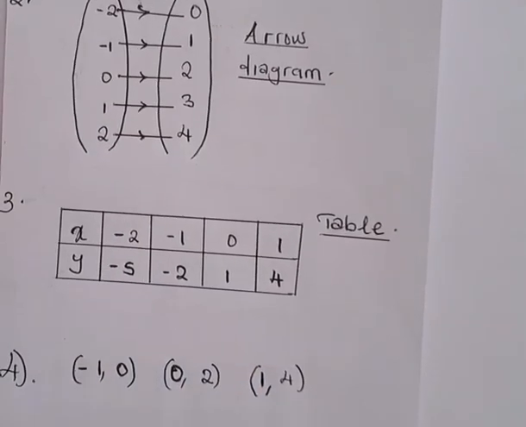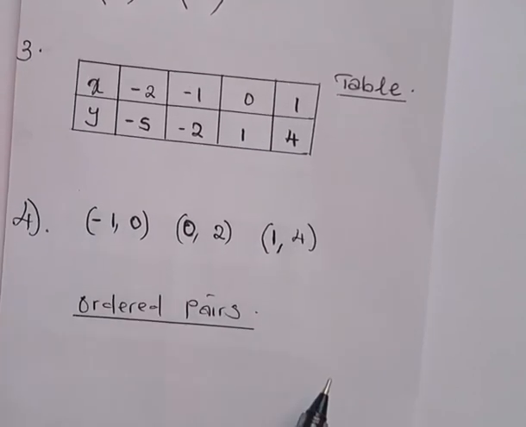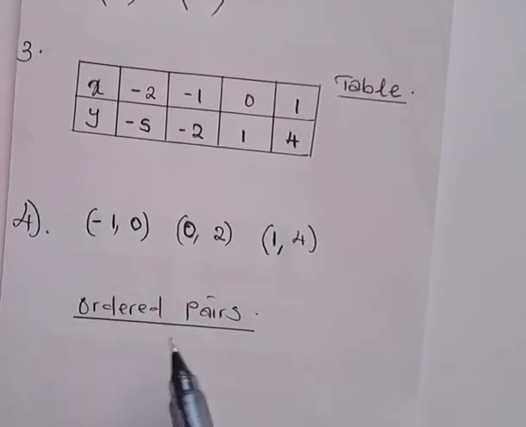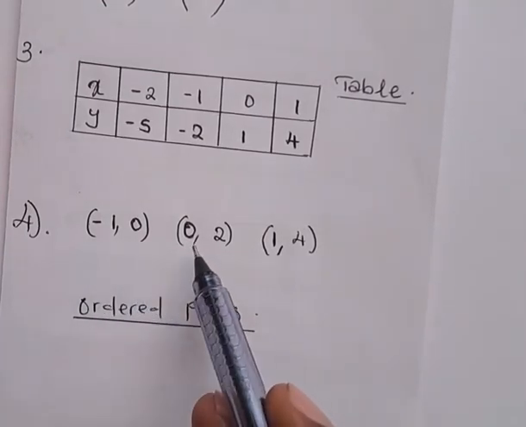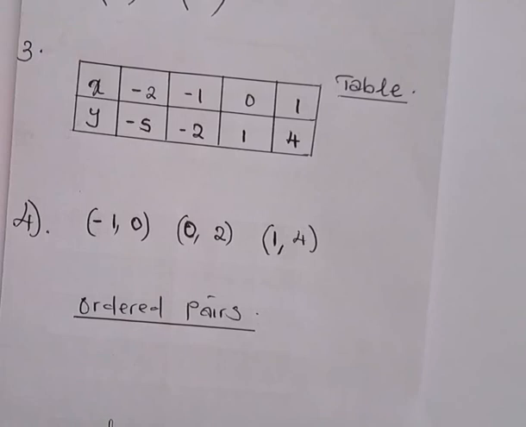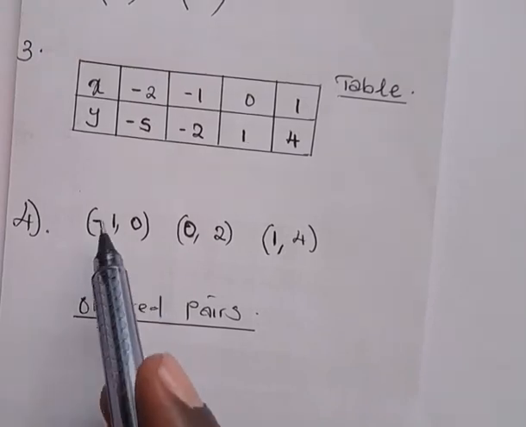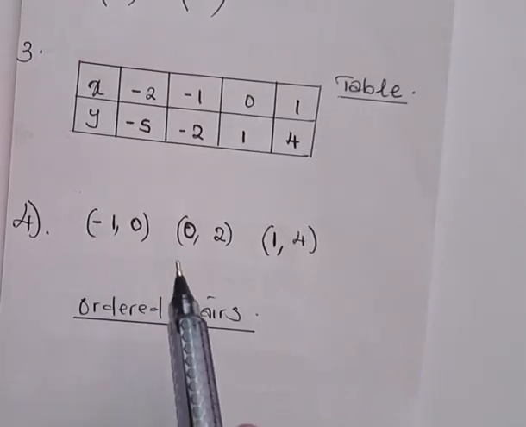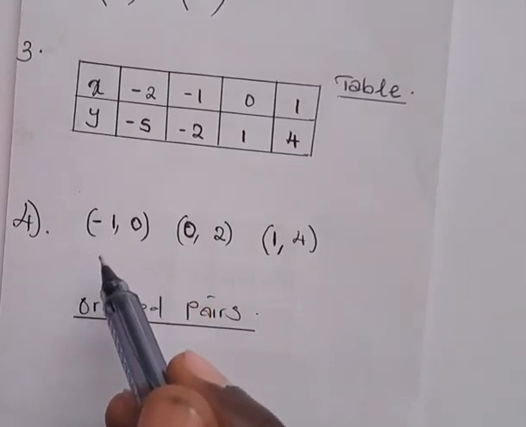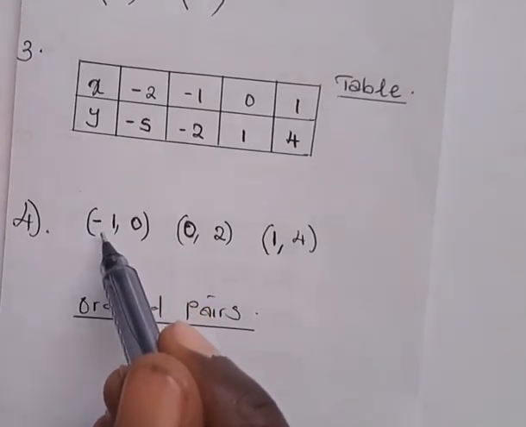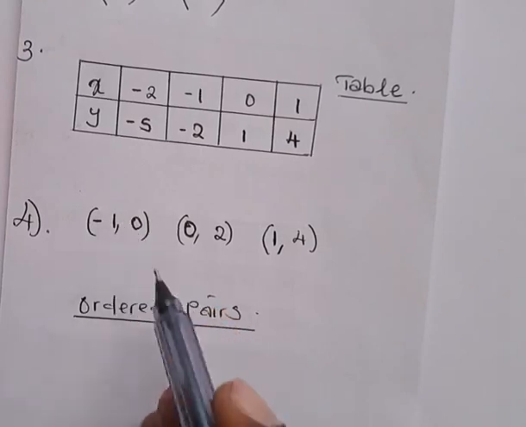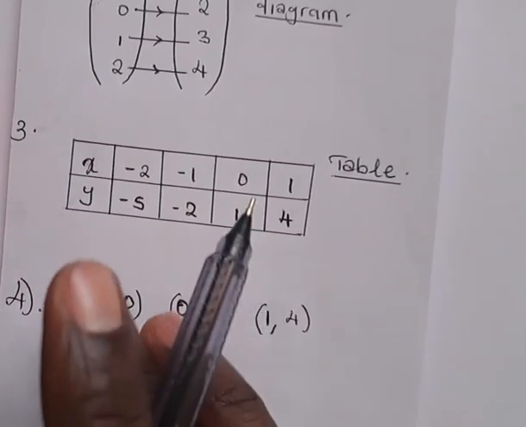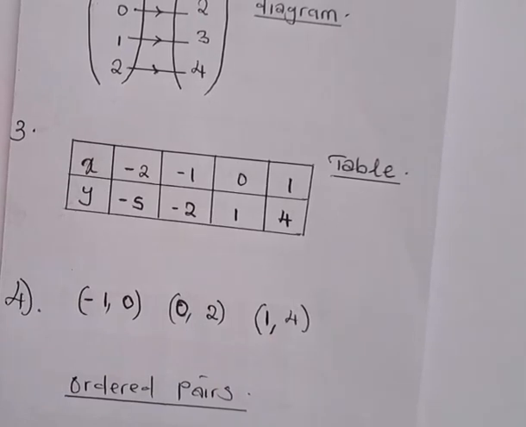And lastly, which is a bit confusing, is when you are given a set of ordered pairs like this. Here I have (-1, 0), (0, 2), and (1, 4). Again, you need to look for a rule where when you put in -1, you're going to come out with 0. So these are the common questions that come in an exam.